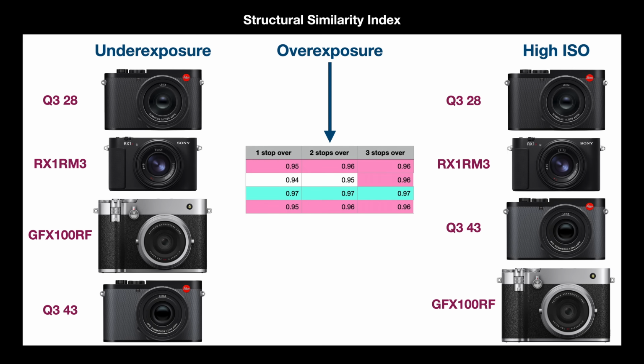And with respect to high ISO, we have kind of a similar situation as for the underexposure category. We have a number 1, which is the Q328. We have a number 2, that's the Sony. But then the number 3 and the number 4 on underexposure switched rankings at high ISO. And again, we find that astonishingly enough, the medium format sensor camera has the lowest high ISO performance, which is again consistent with what I showed in previous videos. So that's what I want to say to the structural similarity index.